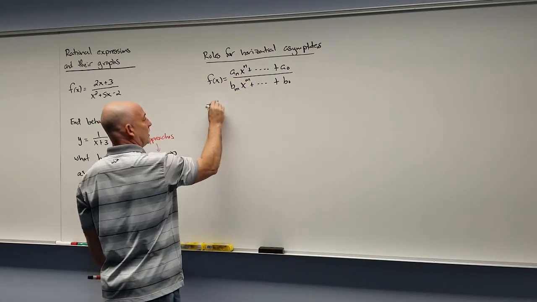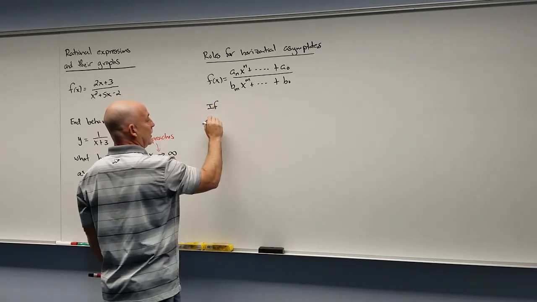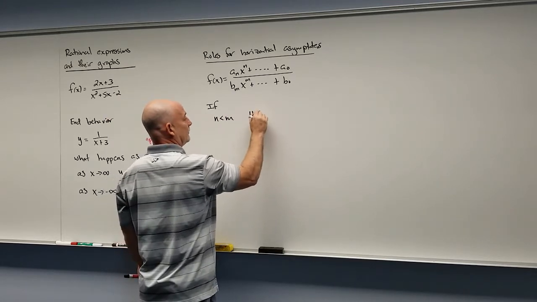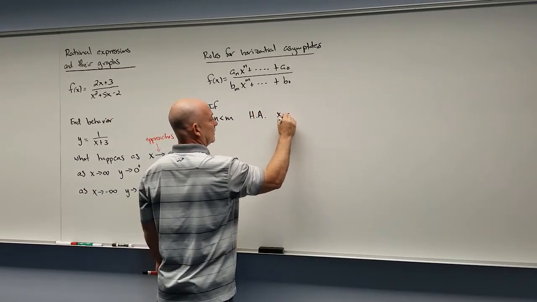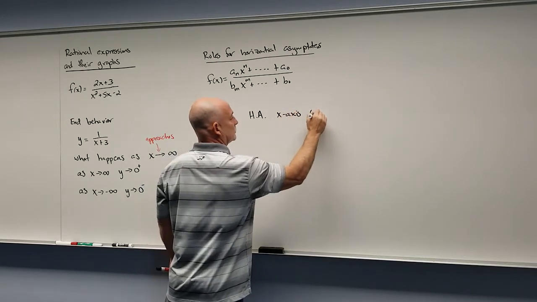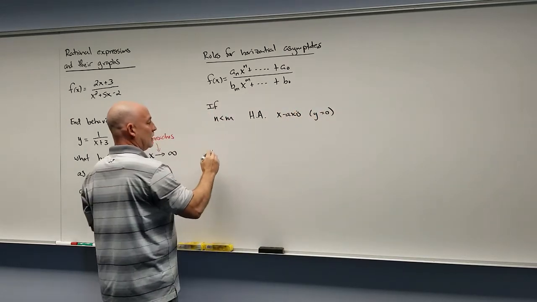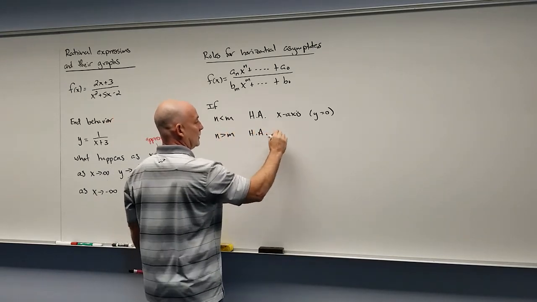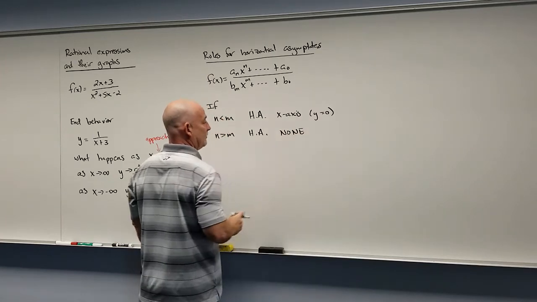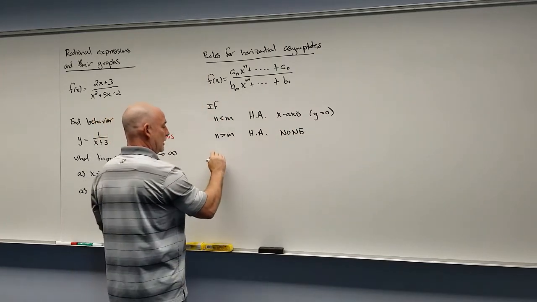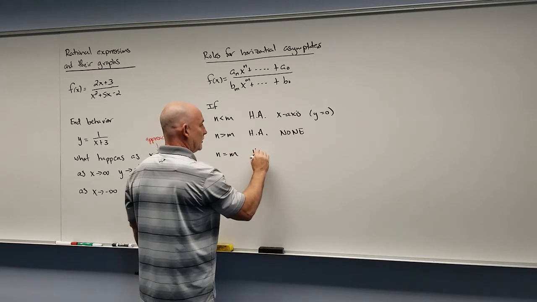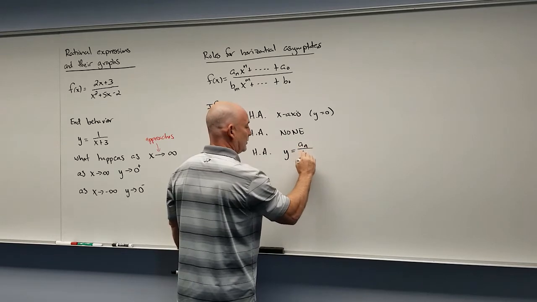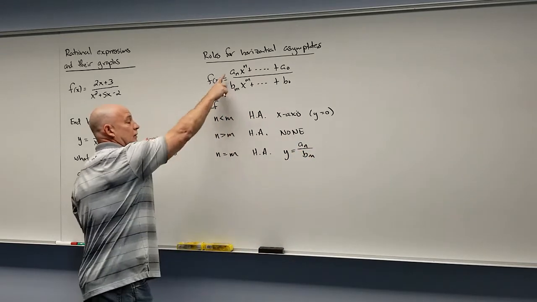So here are the three cases you have to memorize. If n is less than m, the horizontal asymptote is the x-axis, which of course is just y equals 0. If n is bigger than m, you do not have a horizontal asymptote. And if n is equal to m, the horizontal asymptote is the line y equals just the ratio of the lead coefficients.